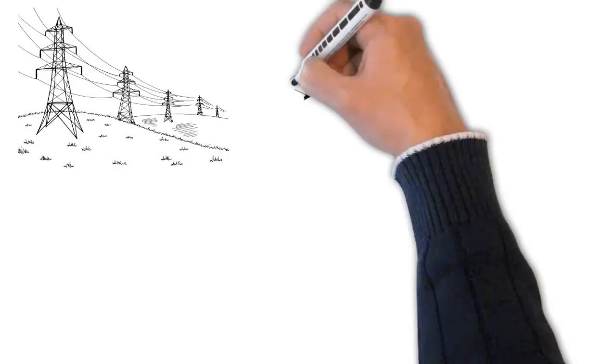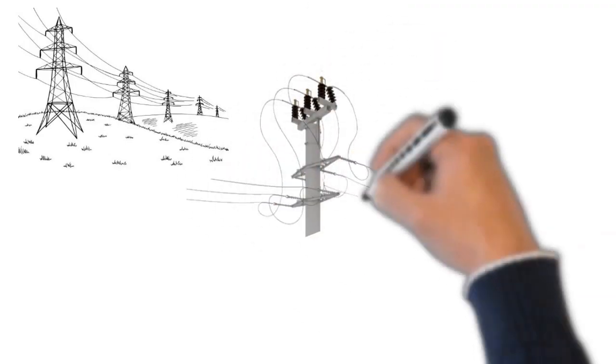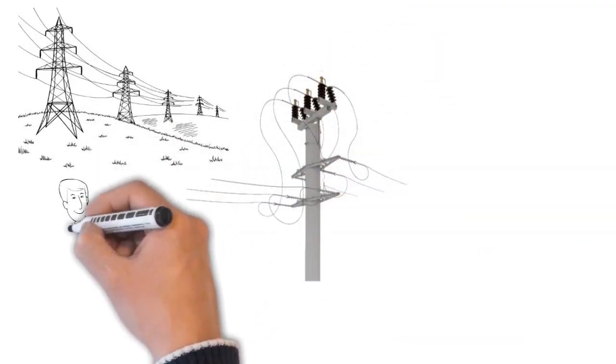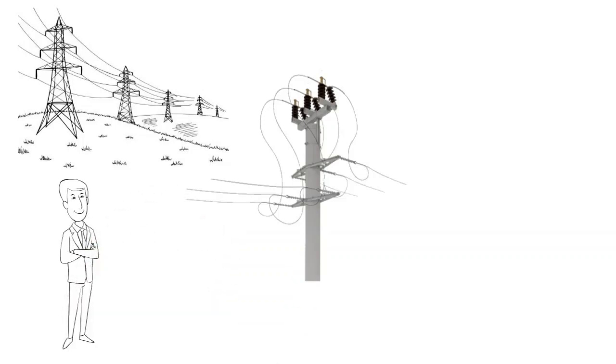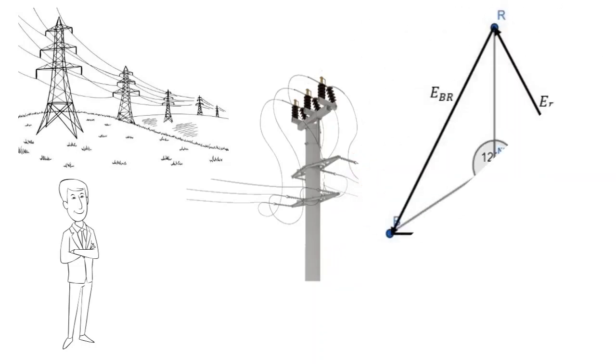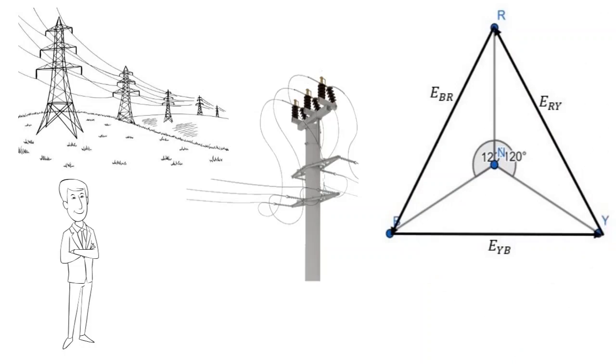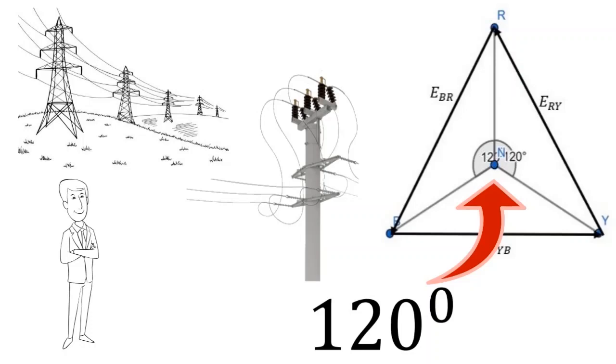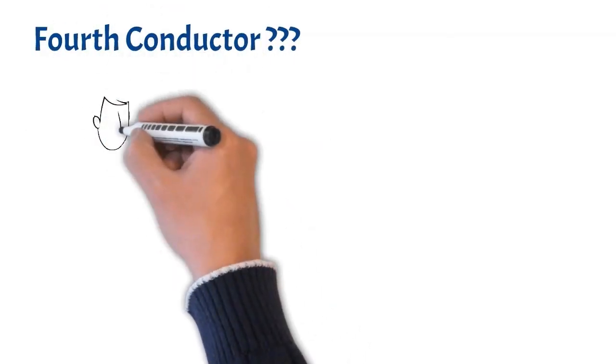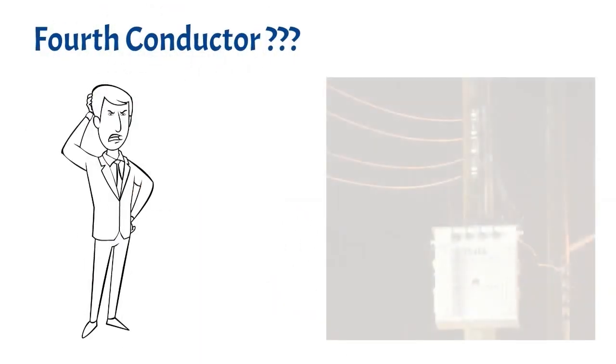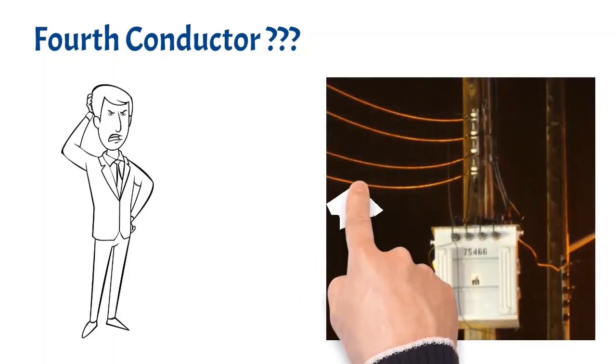You may have seen the power transmission lines as well as the power distribution lines. There you can see 3 conductors and sometimes 4 conductors. This means the power transmission is carried out by 3 phases, 1 phase to each conductor. We call this 3-phase power transmission. In these phases, each phase has a phase shift of 120 degrees to each other. So, what is this 4th conductor? It is the neutral conductor.